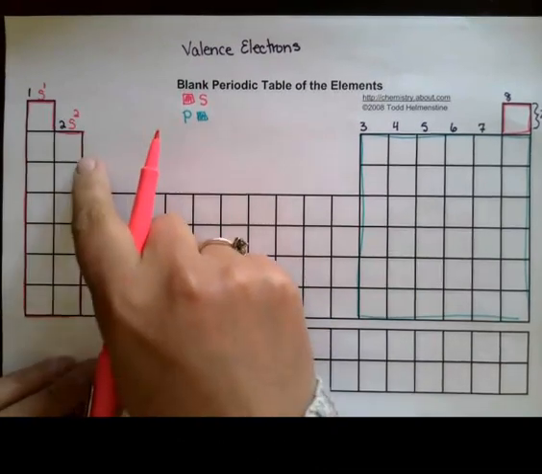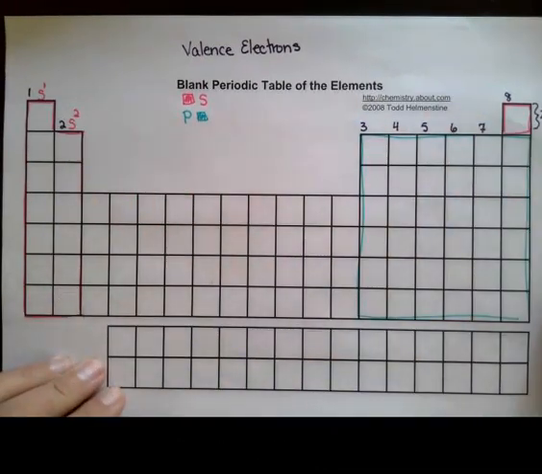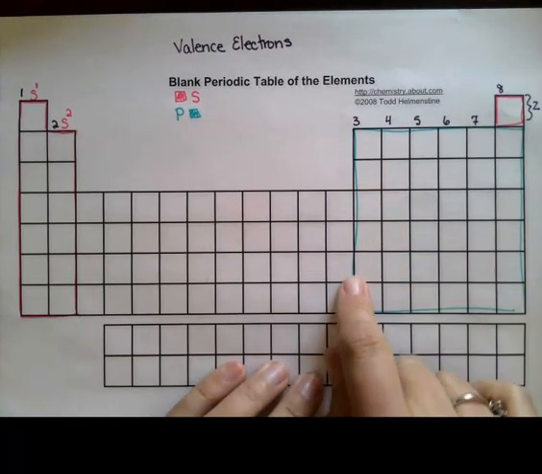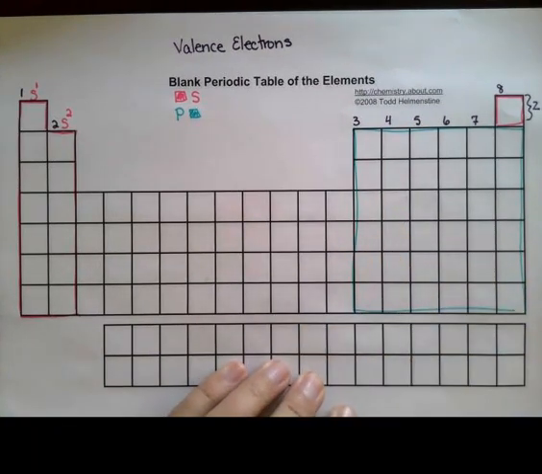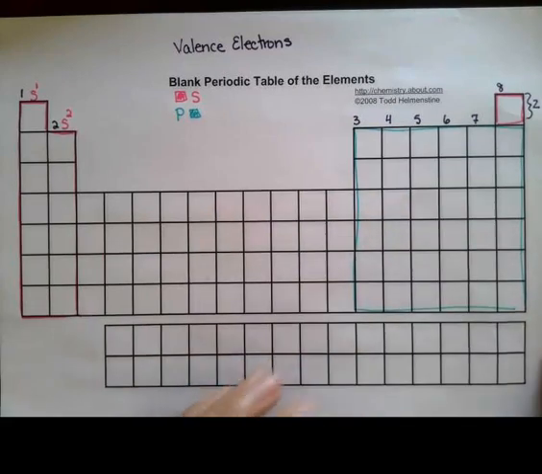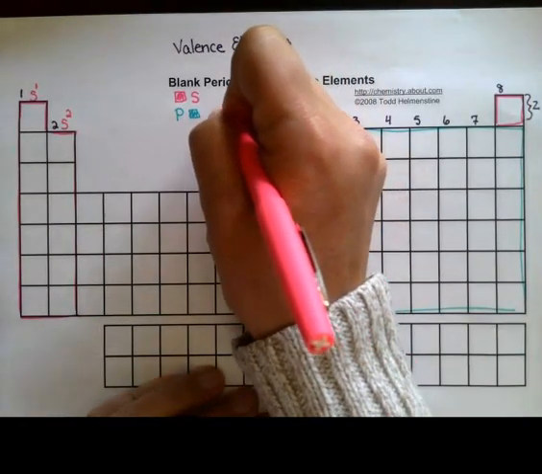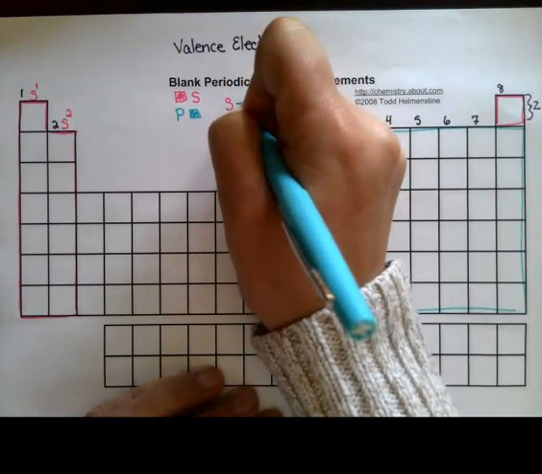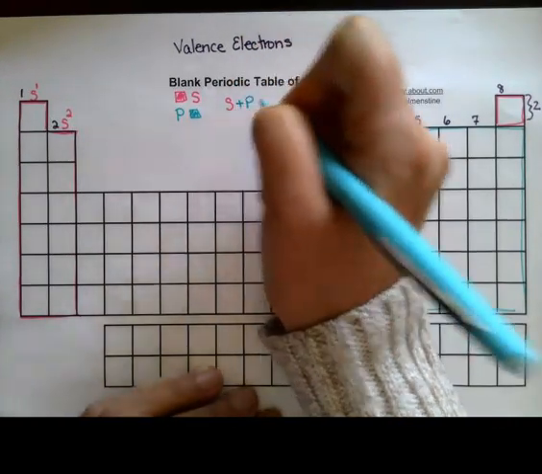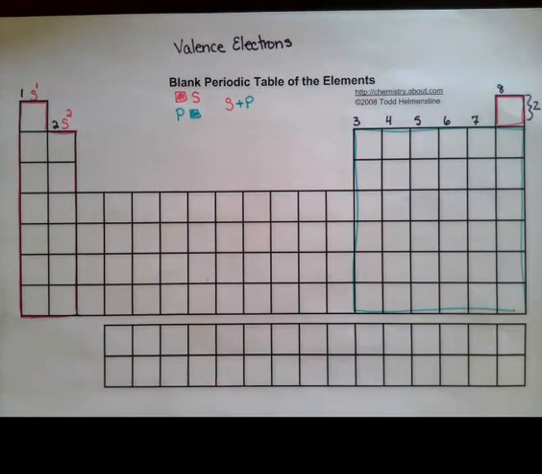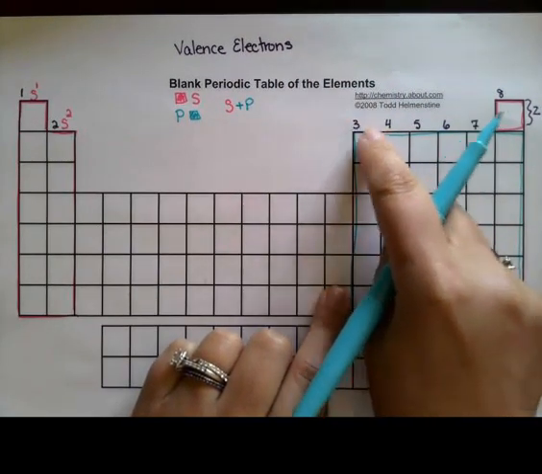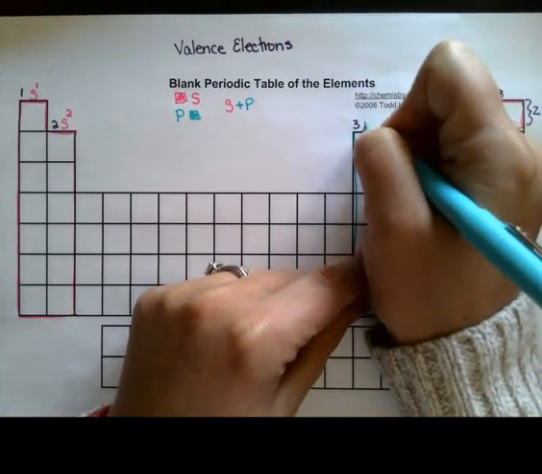So S1, S2. Now our P block restarts at 1 because it's the first electron in a new block. But this has 3. So remember, valence electrons are S plus P. It's a very nice way of looking at it. S plus P. So this has 3 valence electrons. It's in the P block.